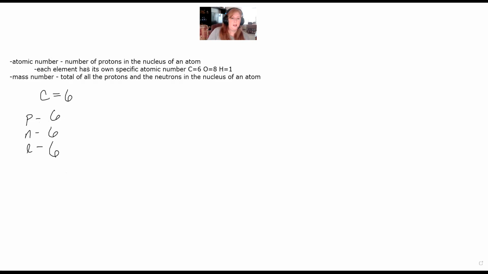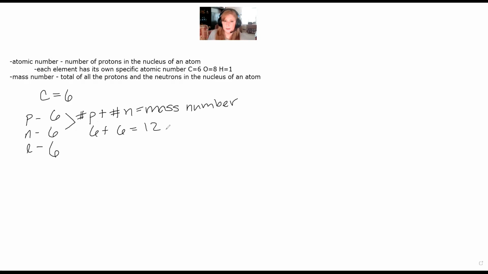Okay. So if I'm looking at the mass number, if I need to find it, this is what I do. I add the number of protons plus the number of neutrons to equal the mass number. Or in other words, for carbon, I'm going to add 6 plus 6 to get a mass number of 12. Let's do it with oxygen.